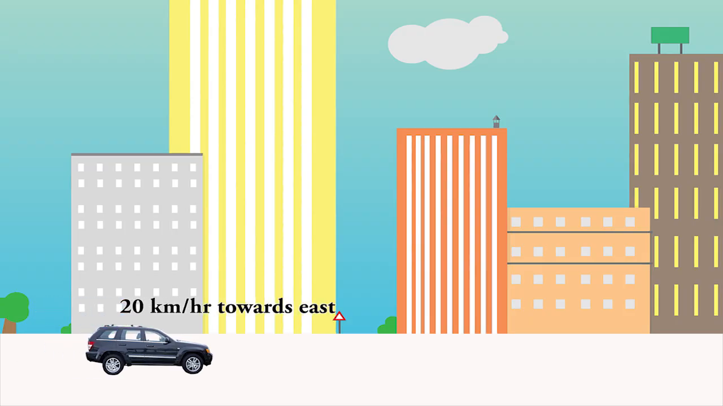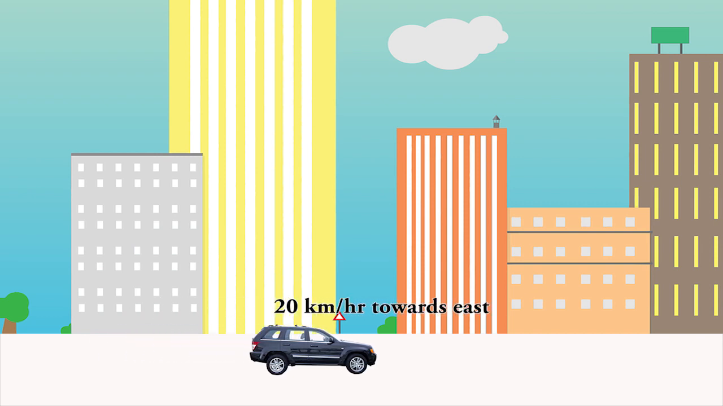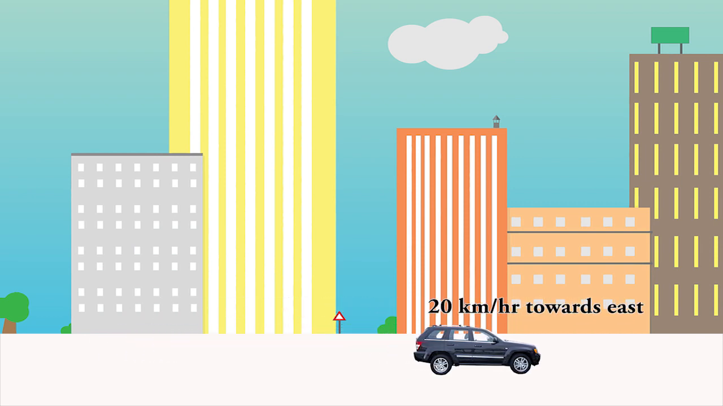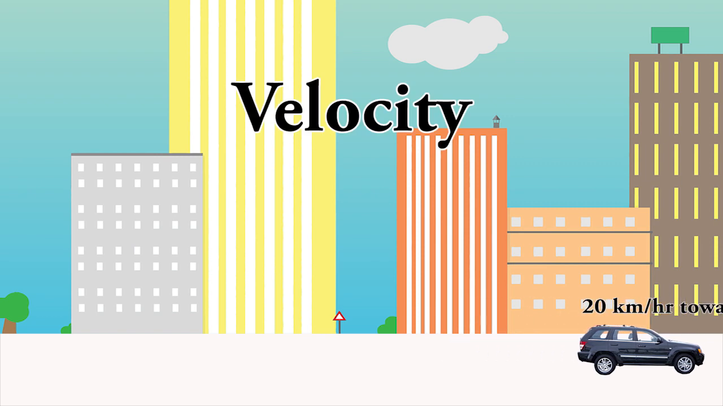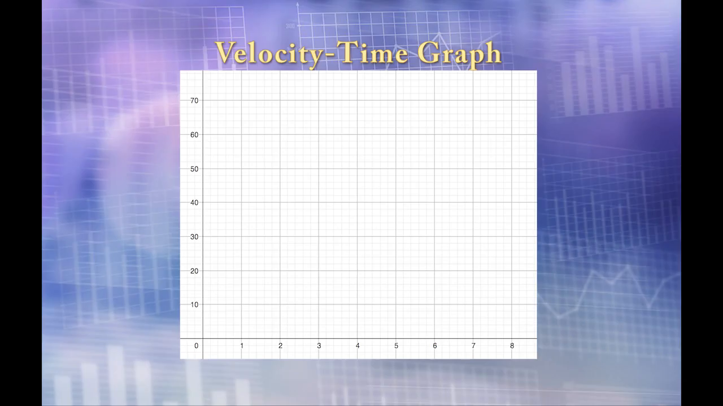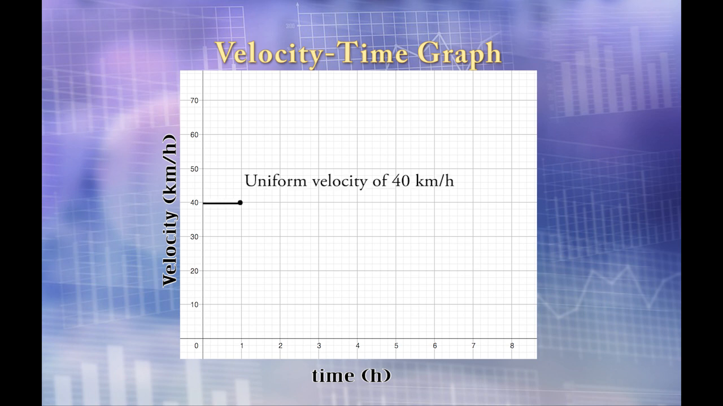As we know, if we specify the direction of motion of an object along with its speed, it is called velocity. Velocity-time graph. In this graph, time is represented along the x-axis and the velocity is represented along the y-axis. If the object moves at uniform velocity, the height of its velocity-time graph will not change, and it will be a straight line.